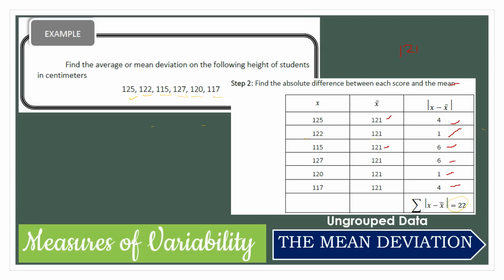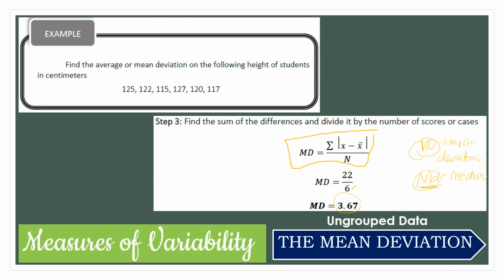And then the next thing that we will do is to add all of the values of the difference between the value of x and the mean. Okay, 4 plus 1 plus 6 plus 6 plus 1 plus 4 is equal to 22. That is for step 2.